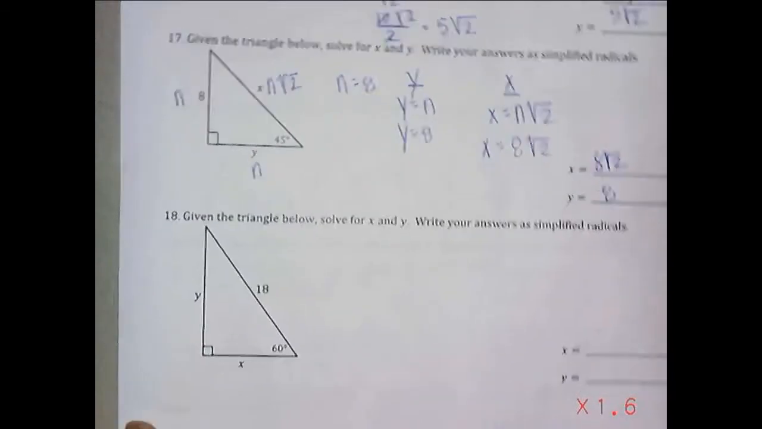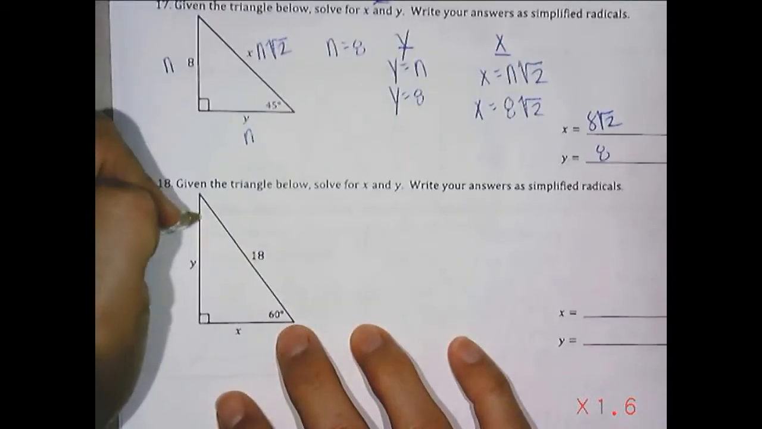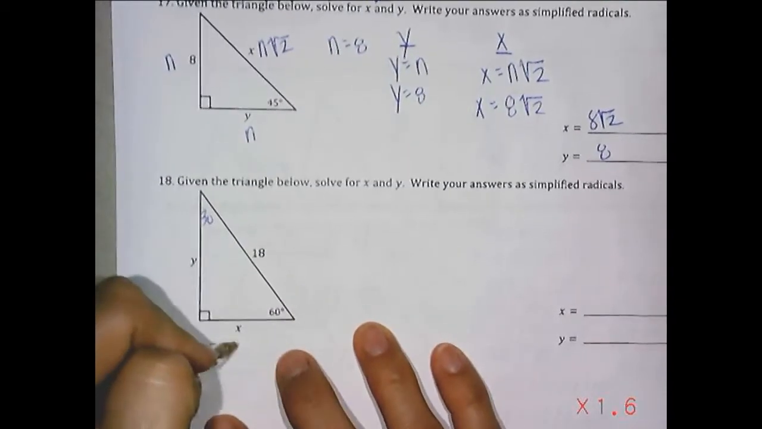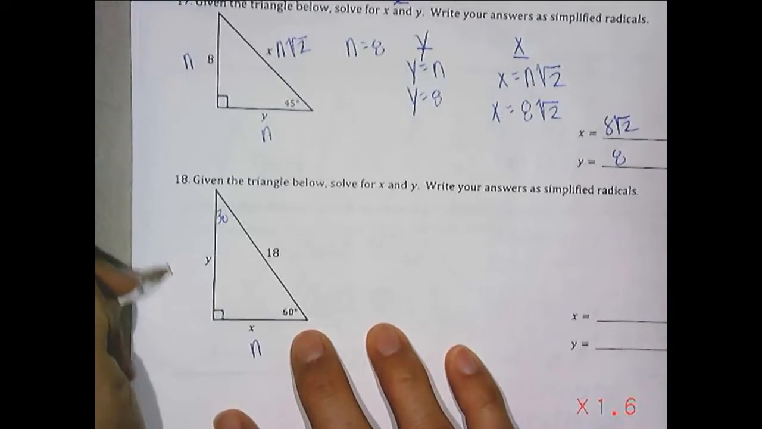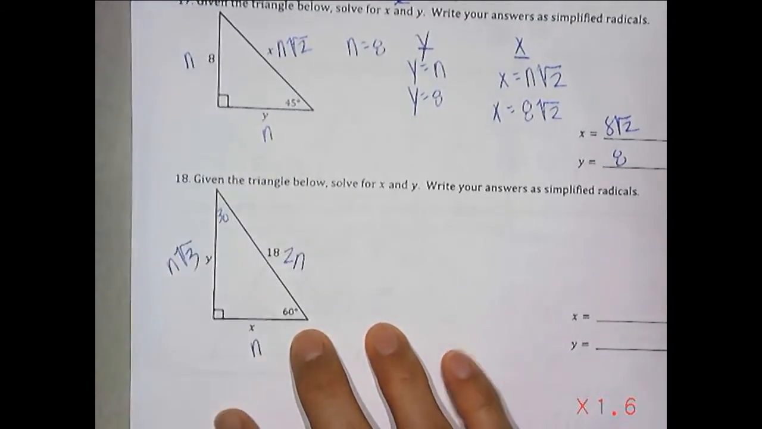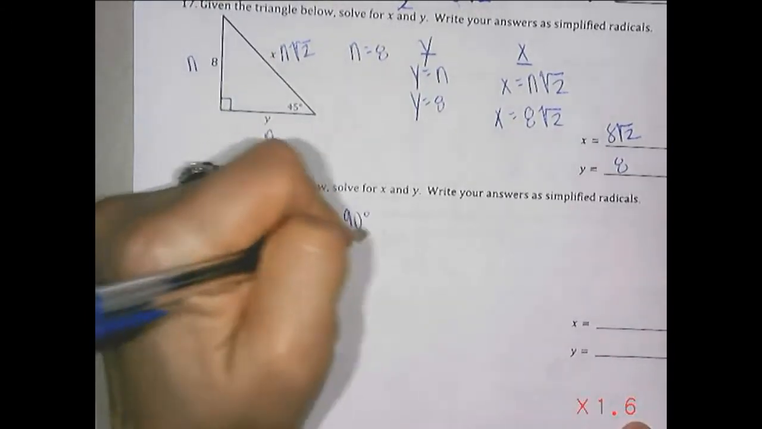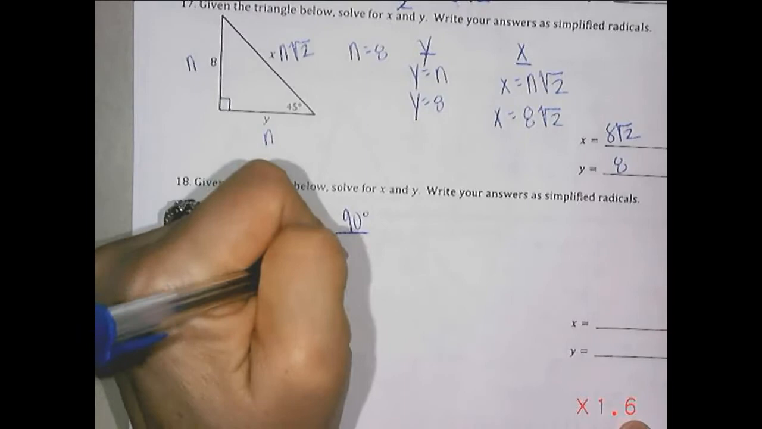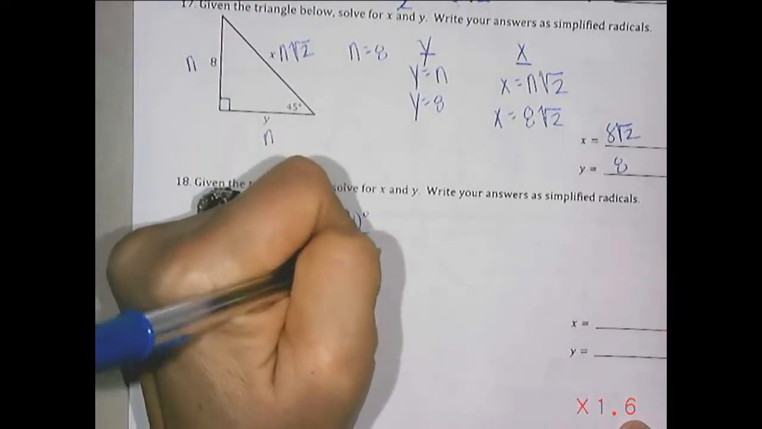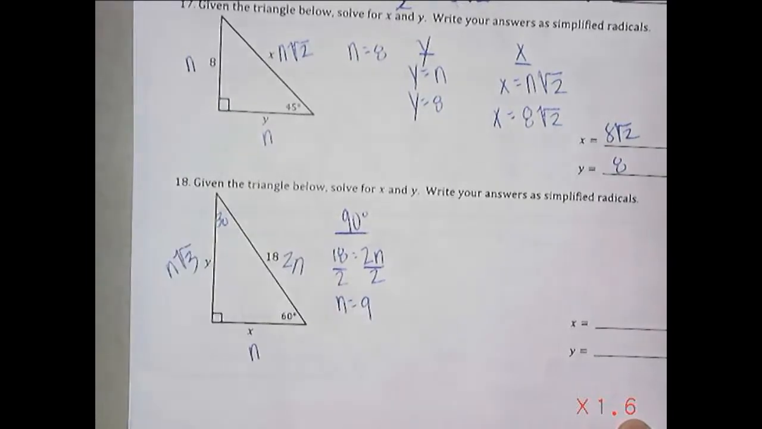Okay, and now we're moving on to a 30, 60, 90 triangle. So if that's 60, then this is 30. Across from 30 is n, across from 60 is n rad 3, and across from 90 is 2n. So I need to solve across from that 90 degrees first. I'm going to do 18 equals 2n. Divide by 2, divide by 2, n equals 9.